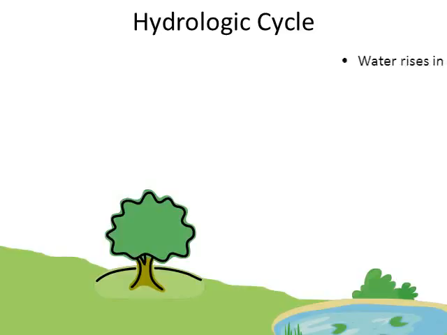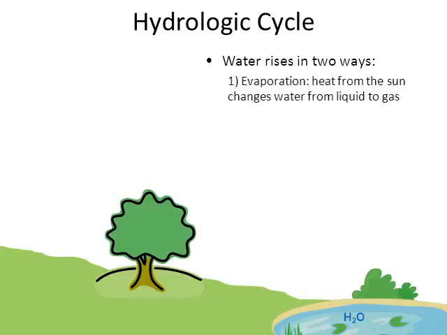So when we look at the stages of the water cycle, water rises into the atmosphere in one of two ways. Probably the most obvious one is through evaporation. And in the animation, I have H2O standing for water, water rising out of this pond into the atmosphere. And that's simply called evaporation. Heat from the sun causes liquid water in the pond to turn into a gas form. So water goes through a change of state from a liquid to a gas.